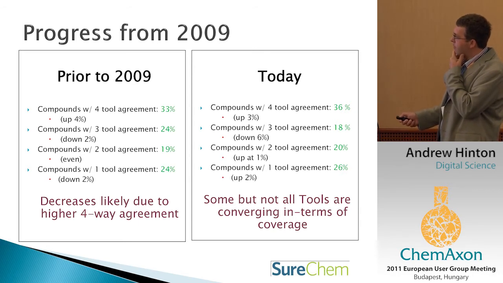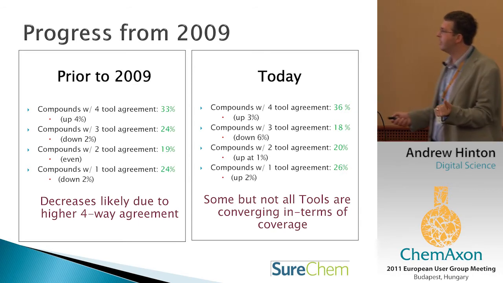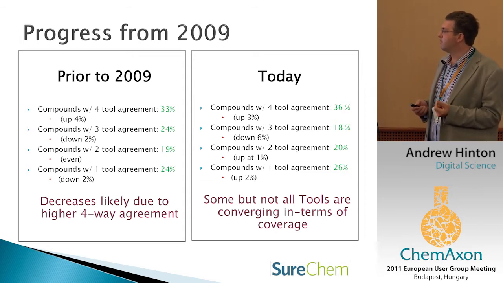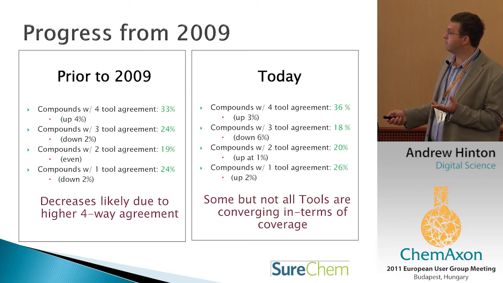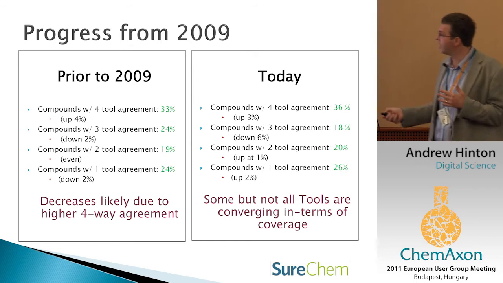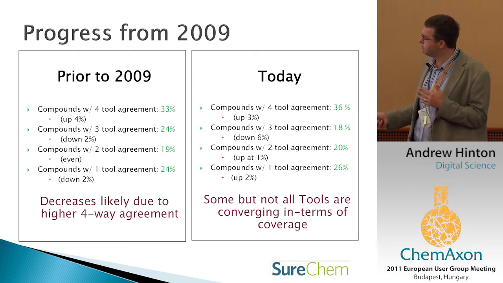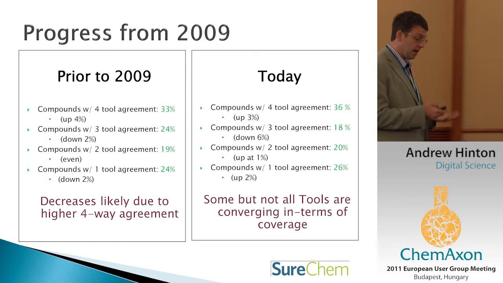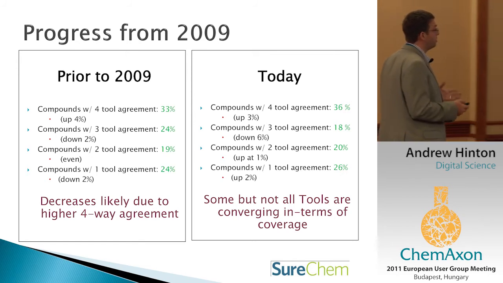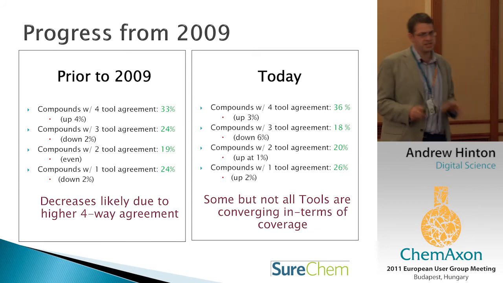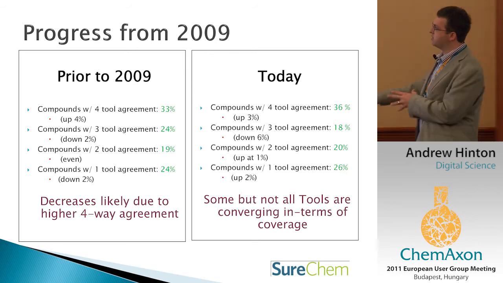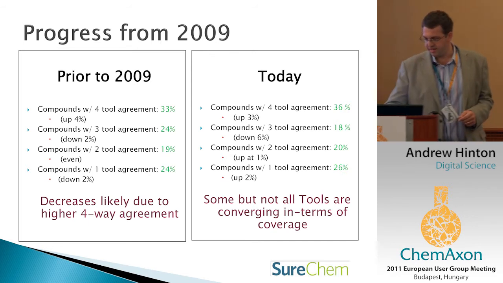And what we think is, in 2009 we came to the broad conclusion that this decrease in percentages is likely to be due to the convergence of the higher four-way agreement that we were seeing. Today that's slightly different. Some, but not all tools are converging on each other, but there are some tools, one or two, that seem to be moving away in terms of the chemical landscape that they're able to recognize in terms of chemical names and generate a structure for.